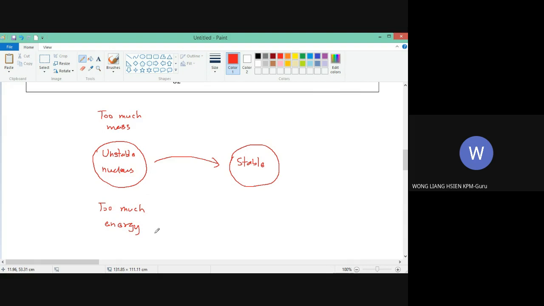So, how to become stable? Too much mass, throw away the mass. I have to go on a diet, throw away the mass, then it will become more stable. So what is the source of the mass of the nucleus? Protons and neutrons, right? So throw away some of the protons and neutrons inside, then the mass can be decreased and it will be able to become more stable.